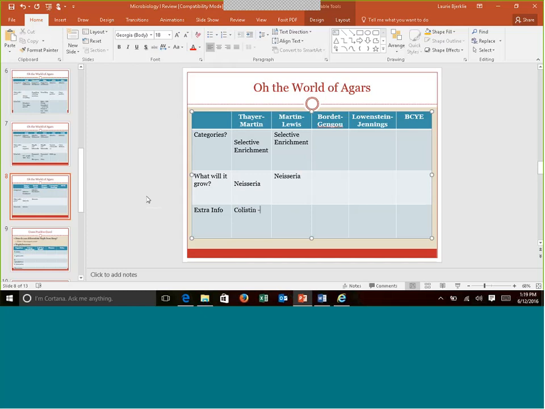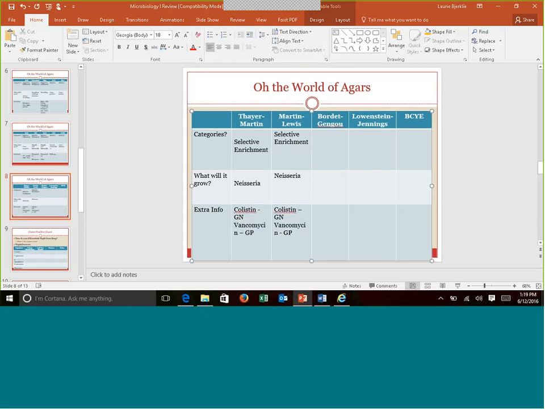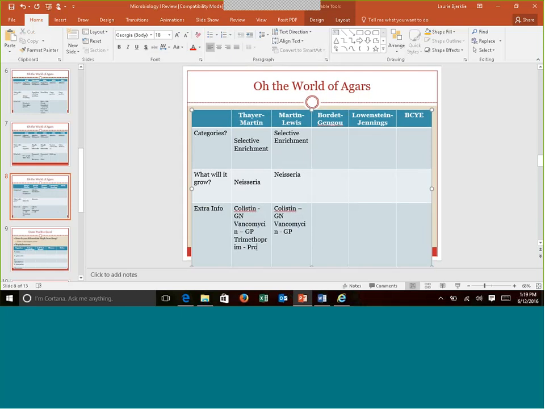So it has colistin in each one. Again, that inhibits gram-negatives from growing. They have vancomycin in each one, and that inhibits gram-positives from growing. And remember, the Martin-Lewis actually has more vancomycin than the Thayer-Martin. They both have trimethoprim to inhibit Proteus from taking over and really swarming the slide. Trimethoprim, Proteus.